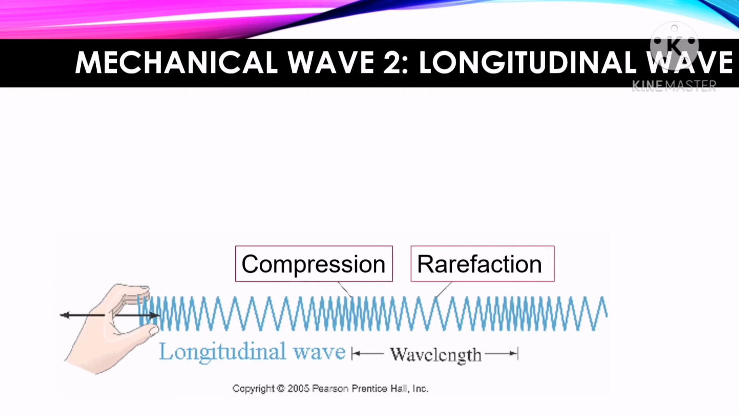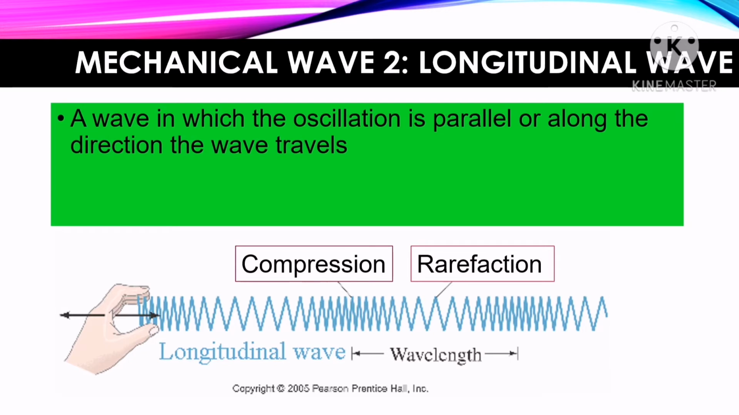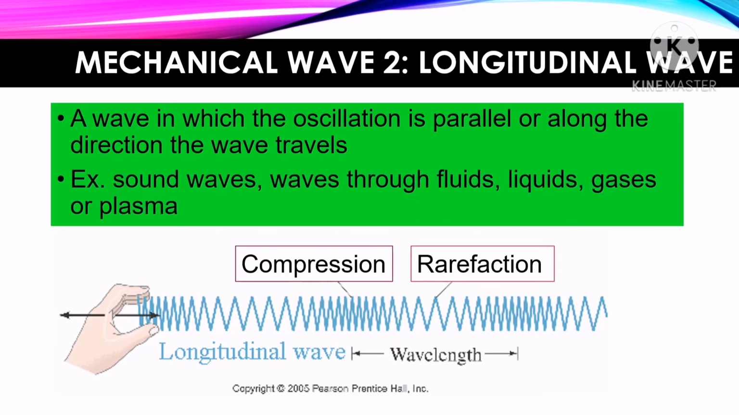The next type of mechanical wave is the longitudinal wave. A longitudinal wave is a wave in which the oscillation is parallel or along the direction the wave travels. Examples are sound waves, waves in fluids, liquids, gases, or plasma. A compression is a region in a longitudinal wave where the particles are closest together, while a rarefaction is a region in a longitudinal wave where the particles are farthest apart.